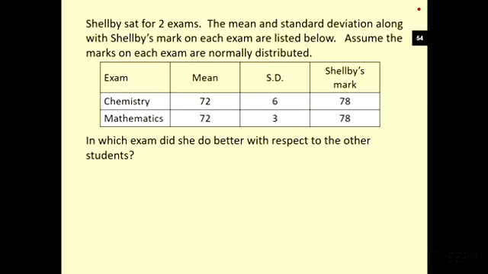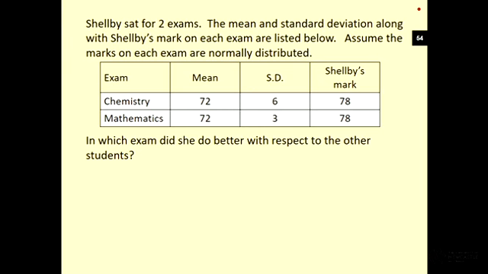Shelby sat for 2 exams. The mean and standard deviation along with Shelby's mark on each exam are listed below. Assume the marks on each exam are normally distributed, like the class's marks. Yeah, still came out like that. In which exam did she do better with respect to the other students?